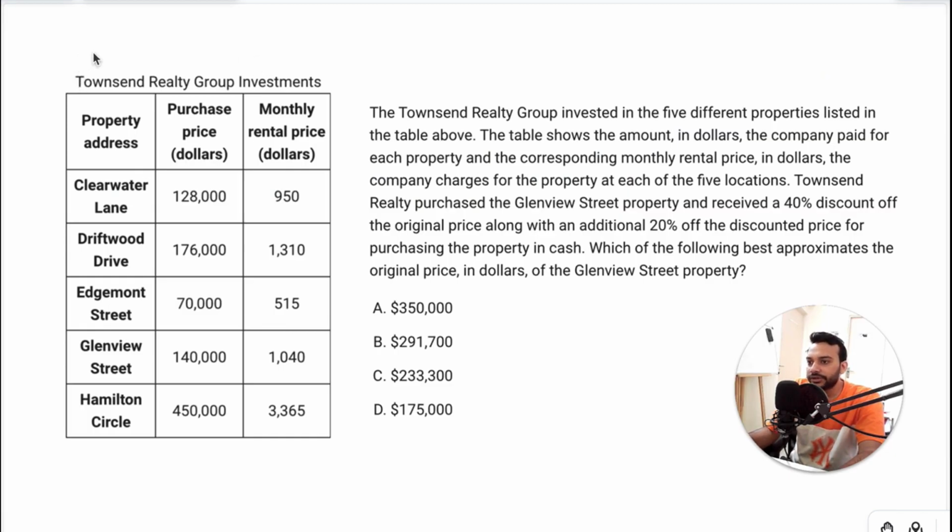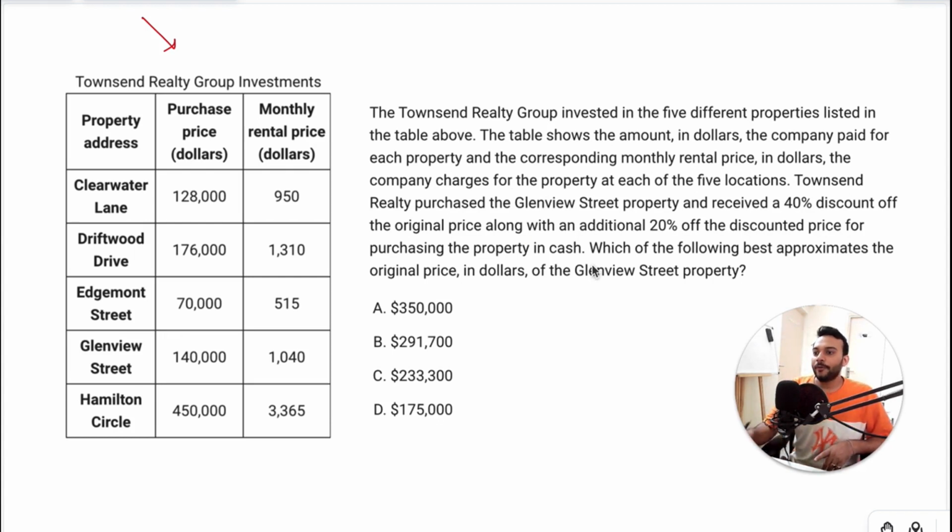You can see Townsend Realty Group investments. There's a table given. The Townsend Realty Group invested in the 5 different properties listed in the table above. The table shows the amount in dollars the company paid for each property and the corresponding monthly rental price in dollars the company charges for the property at each of the 5 locations. Townsend Realty purchased the Glenview Street property and received a 40% discount off the original price, along with an additional 20% off the discounted price for purchasing the property in cash. Which of the following best approximates the original price in dollars of the Glenview Street property?